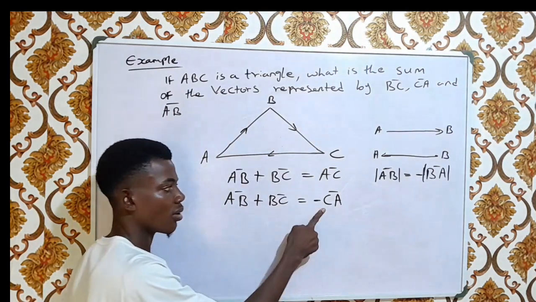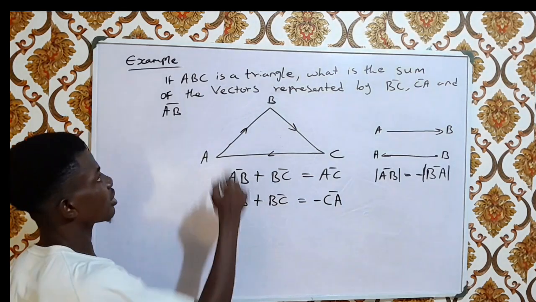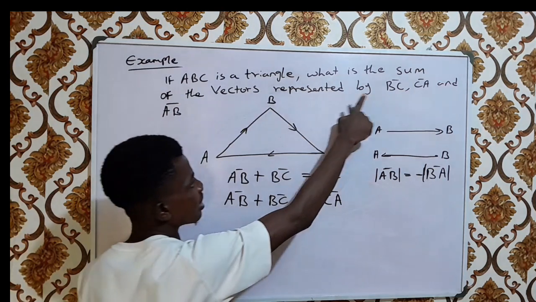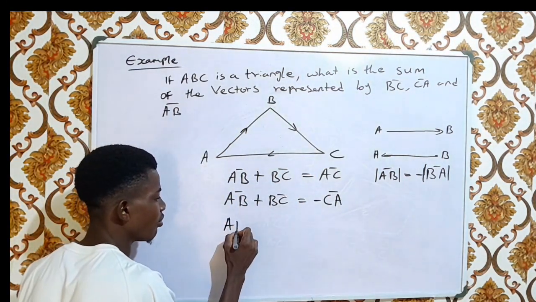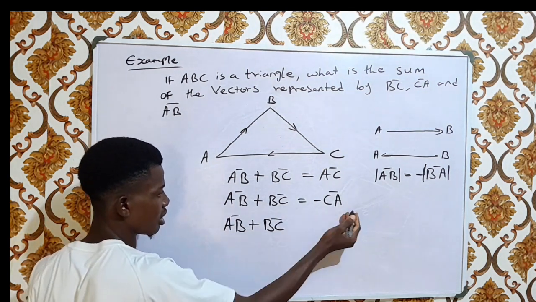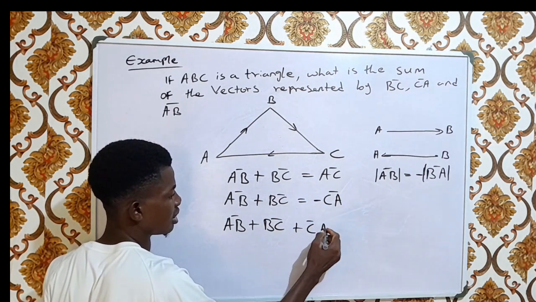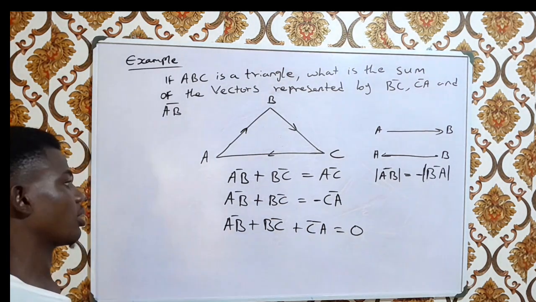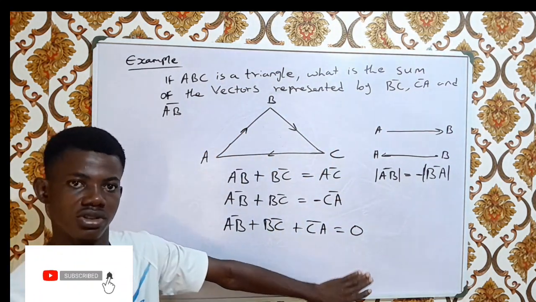So we have to be negative. Now, since it is negative, because remember the question says, what is the sum of the vectors represented by this? We have to add them together. So we have vector AB plus BC. This one comes inside and turns to plus AC, minus CA, which will give us 0. That is, the addition of these vectors will produce 0.